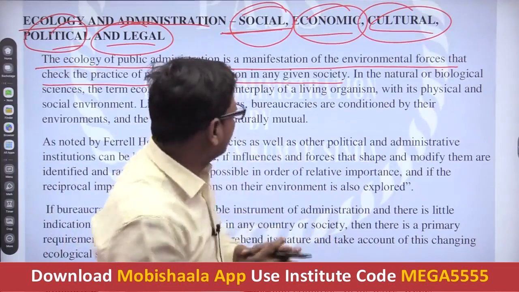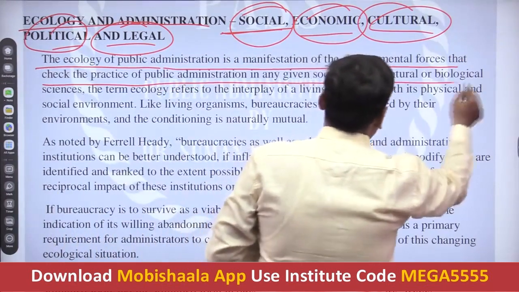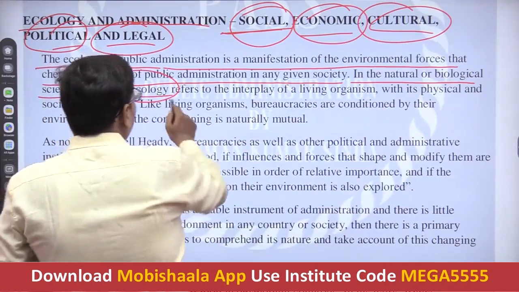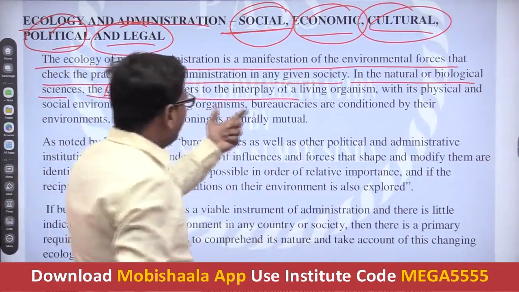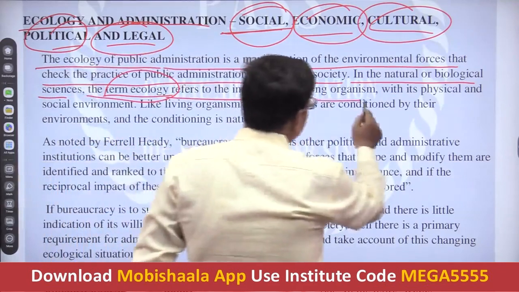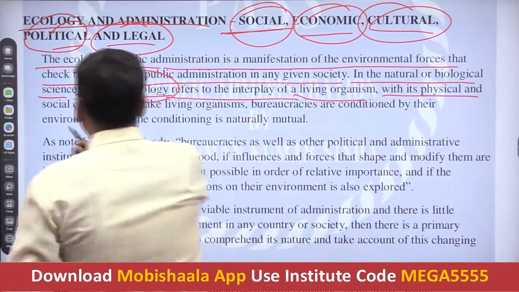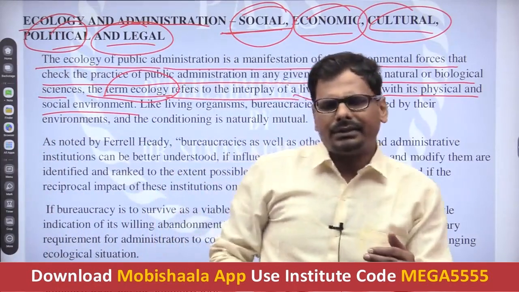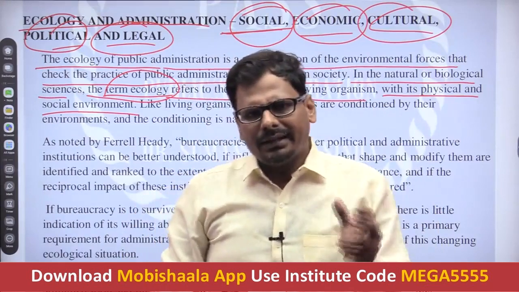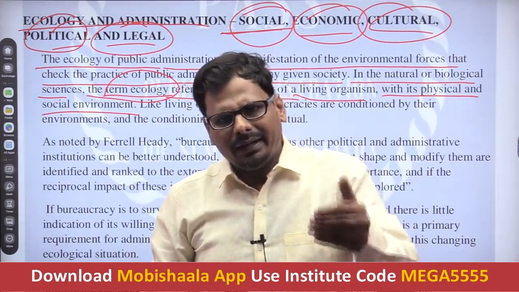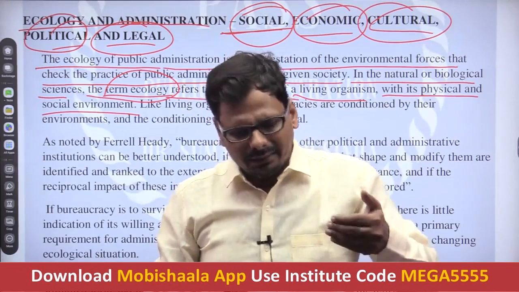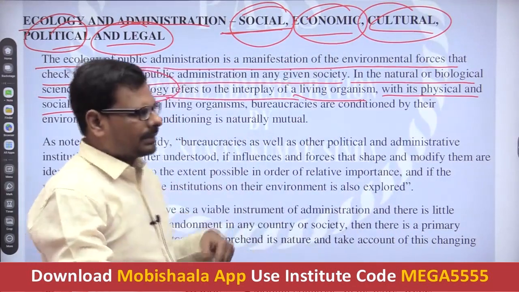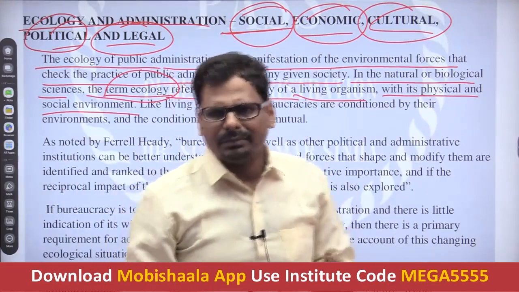In the natural or biological sciences, the term ecology refers to the interplay of a living organism with its physical and social environment. In biology we study the organism and its environment, and the interplay and interrelation between the environment and the living organism, which may be a plant or an animal.